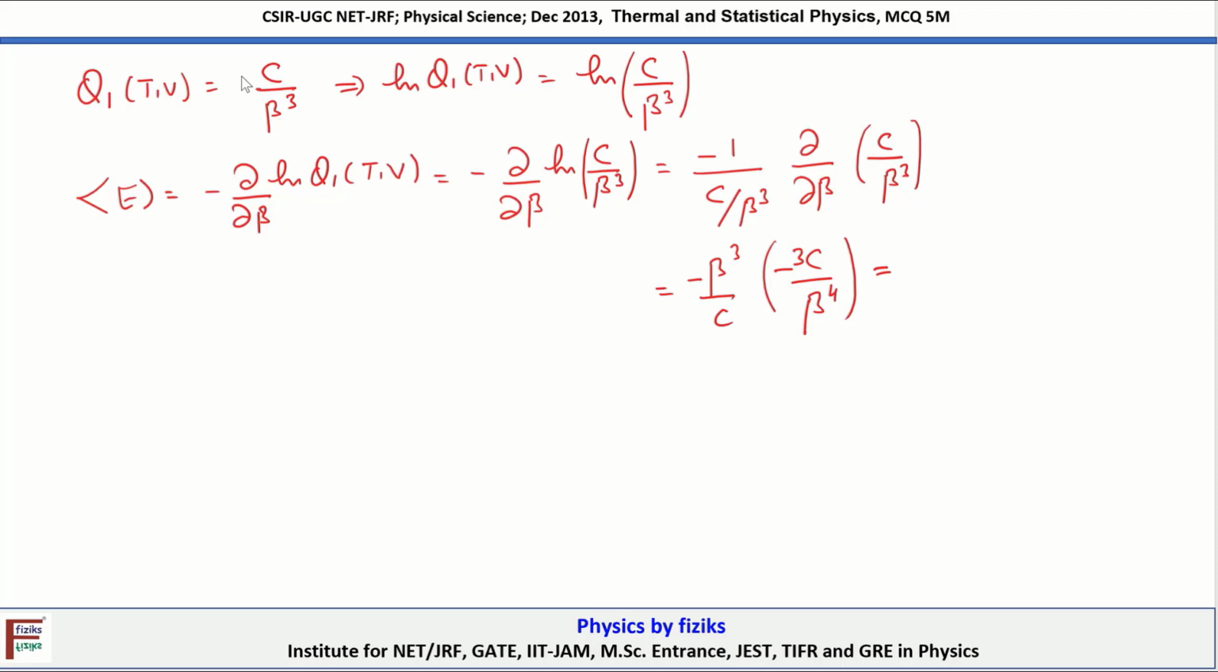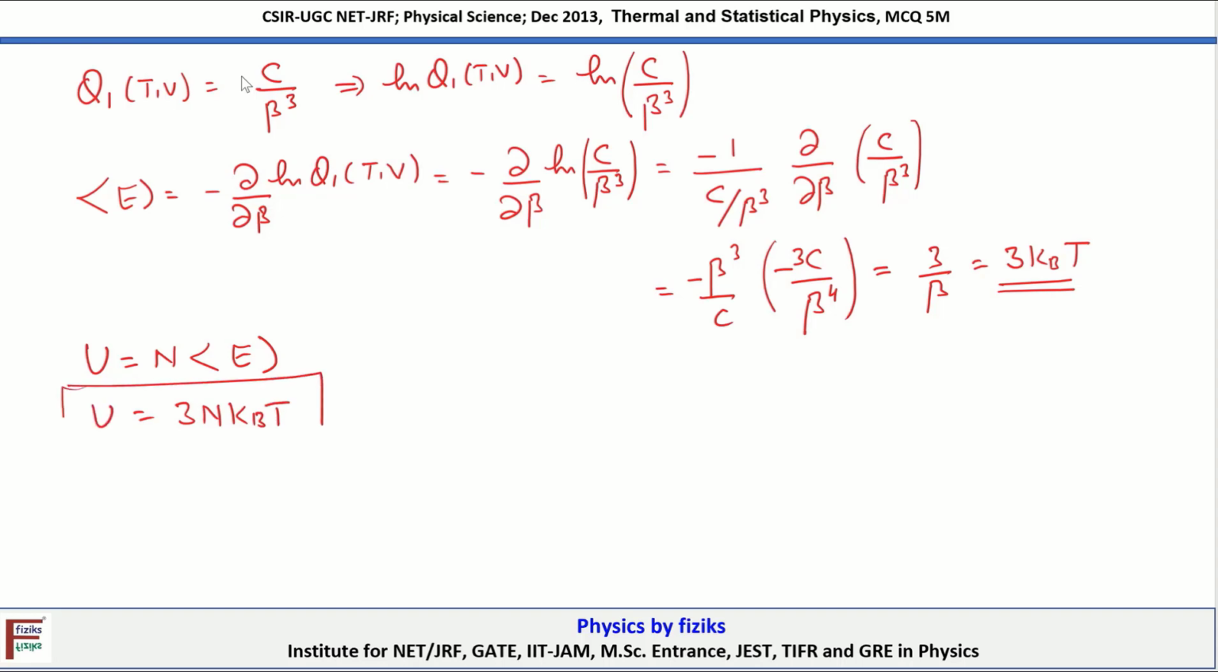Okay, so that is equal to 3 divided by beta, or simply this is equal to 3 kBT. So this is the average energy per particle, and how many particles do we have in our system? That is n particles. Therefore the average energy of the system for n particles is equal to n times the average energy per particle, and that is equal to 3n kBT. So this is our answer.